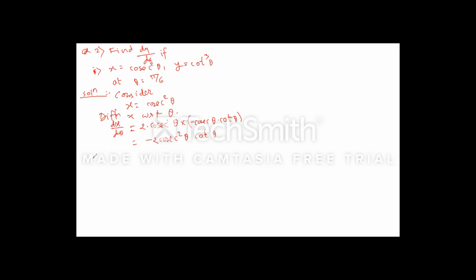Okay. Now consider y equals cot cube theta. So differentiating y with respect to theta, we can write dy by d theta equals 3 cot square theta into the derivative of cot, minus cosec square theta. So it becomes minus 3 cot square theta into cosec square theta.